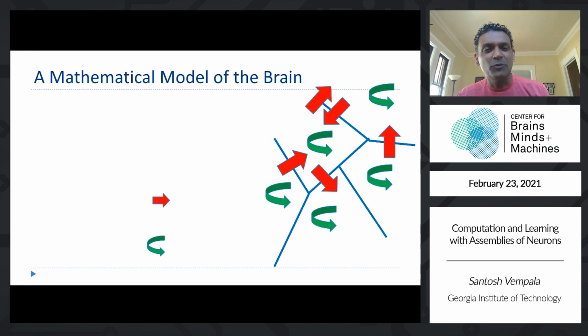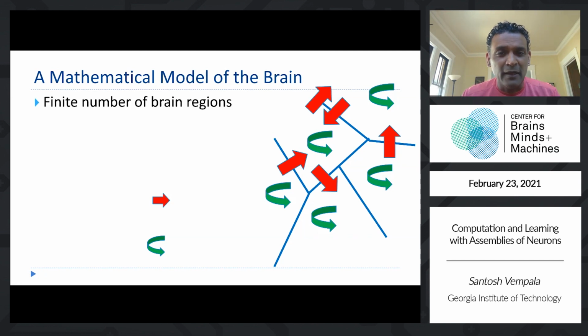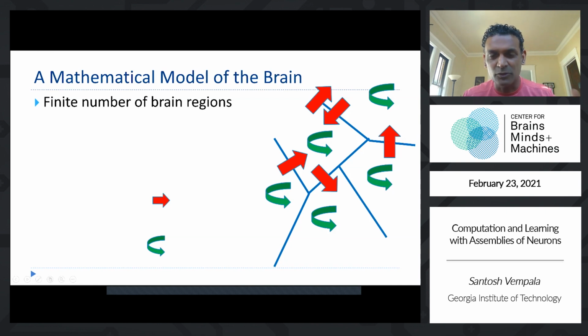Okay, so this is going to be a serious abstraction, and I won't even bother to tell you about the biology. So here we go. We'll think of the brain as having a finite number of brain regions. Those are finite, 10, 20, something. Each one will contain a large number of neurons, and we'll just say for simplicity they have the same number, n neurons. You could have n1, n2, and so on.